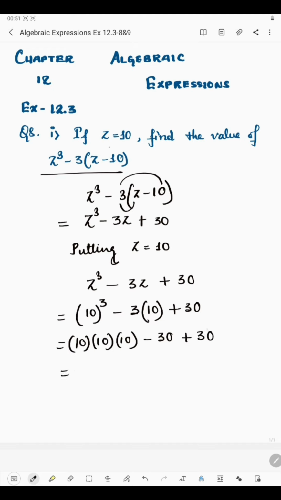Now 10 into 10 into 10. Here we have 3 zeros, so 1, 2, 3 and 1 ones are 1. So it's 1000 minus 30 plus 30. Now here these two have the same value but opposite sign. So if there is opposite sign, we'll be doing subtraction. So 30 minus 30 is 0, so we can cancel this. So the value of this expression will be 1000. Okay, now moving on to the next part.